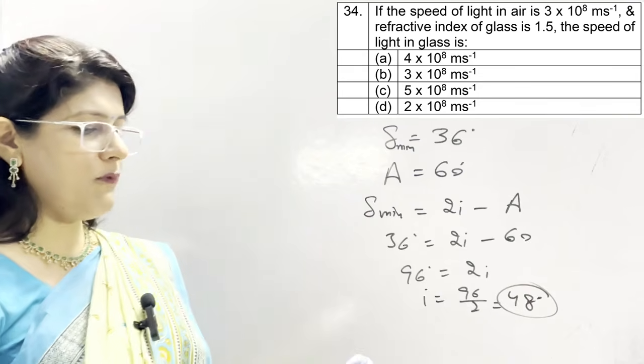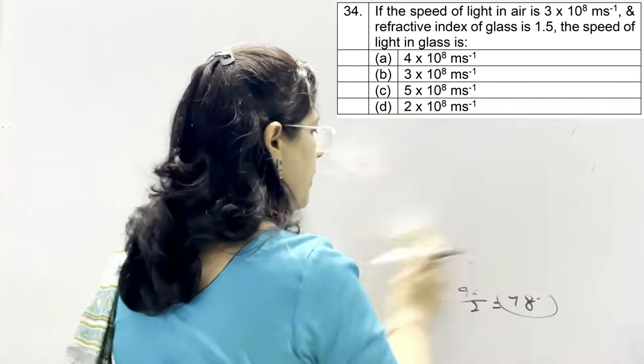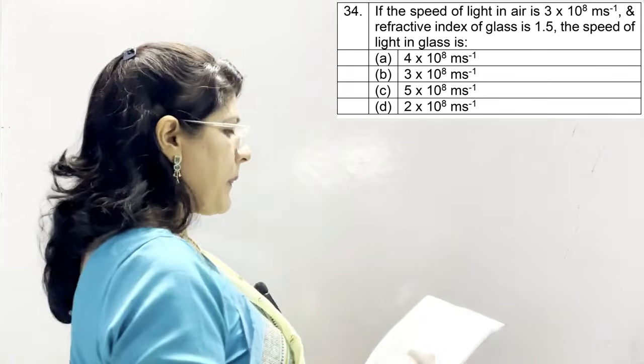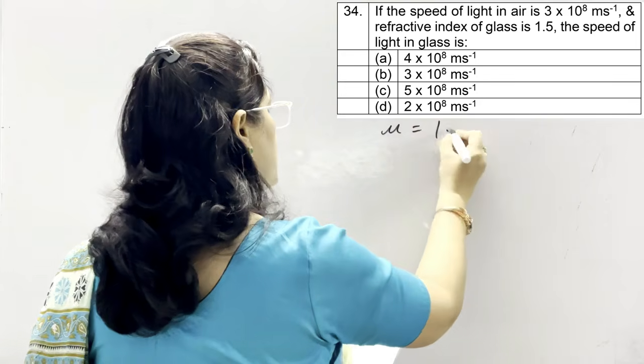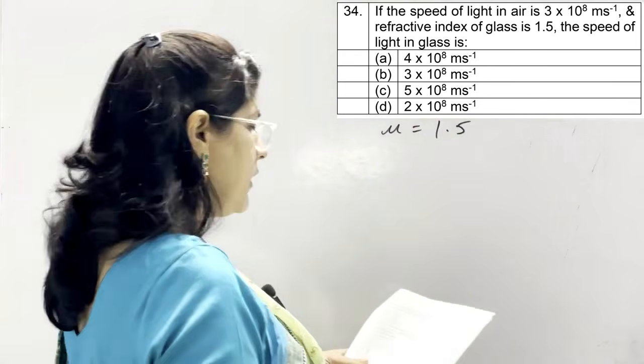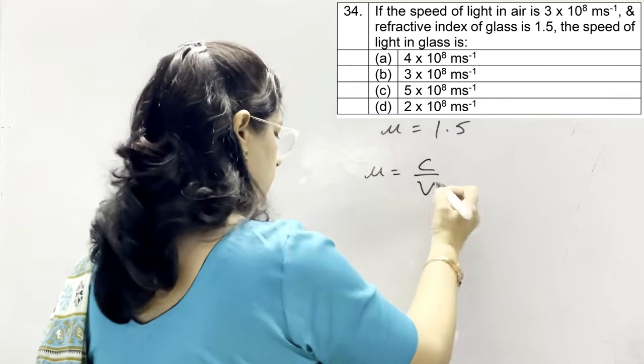In question number 34, the speed of light in air is 3 into 10 raised to power 8 meter per second and the refractive index of glass is 1.5, mu is 1.5. Find the speed of light in glass. We know the formula: mu is equal to C upon V.